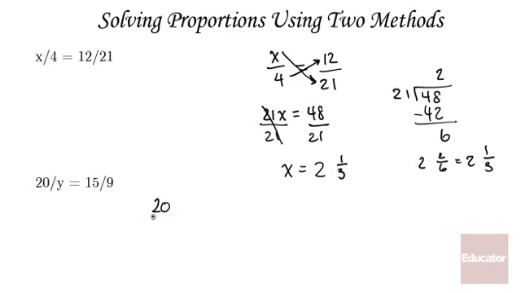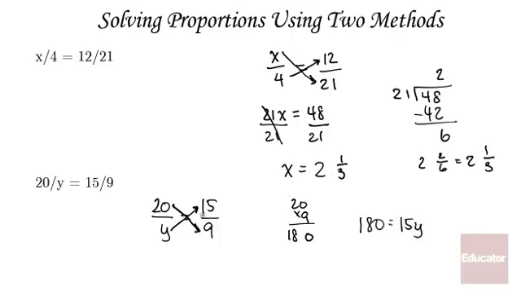Now let's try 20 over y equals 15 over 9. There is no whole number that I can multiply with 20 to get to 15, so I'm going to use cross products. 20 times 9, 2 times 9 is 18. So 180 equals 15y. Going to divide both sides by 15. 180 divided by 15 goes in once. Into 30 will go in twice.